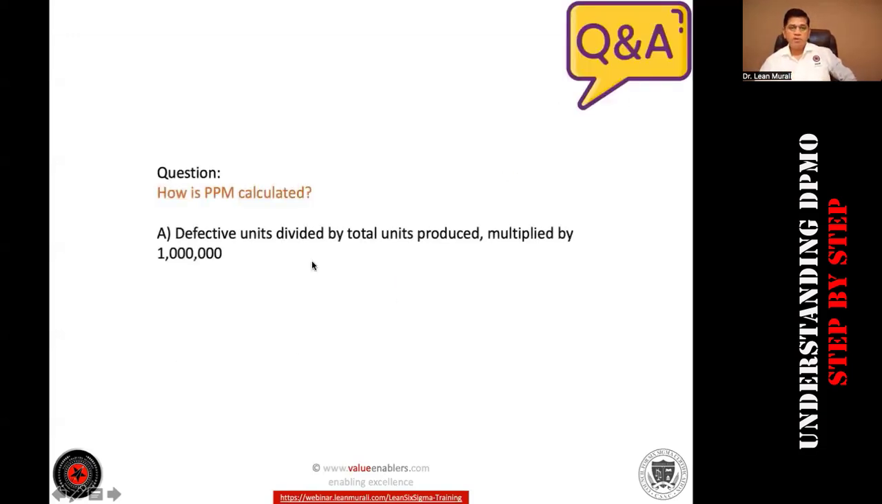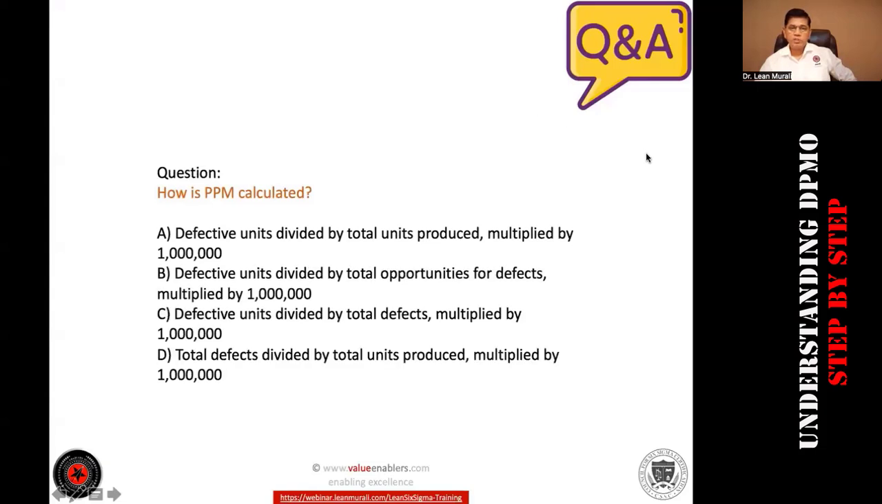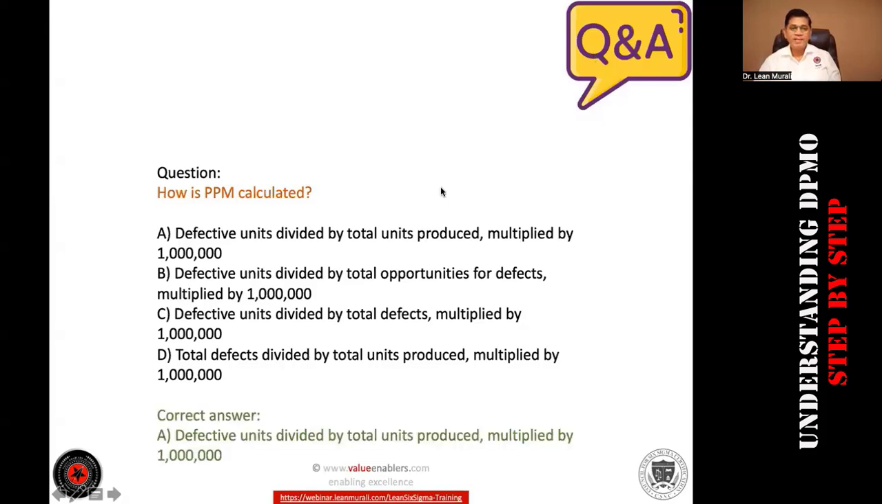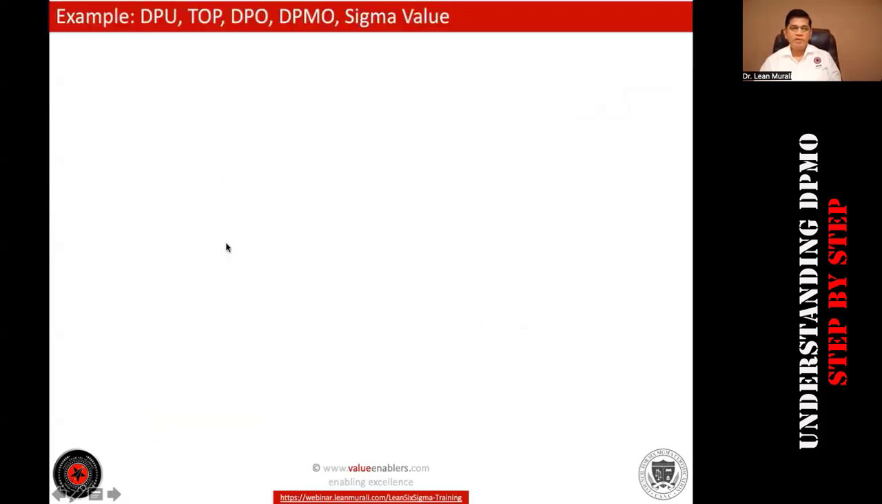So how is PPM calculated? Defective units produced multiplied by total number of opportunities of defects, or defective units divided by total defects, or defective units divided by total units. Which one is the right answer? Let's see if people are really reading this. So A is the right answer: divided by the total number of units produced. You can go through it leisurely later. It's very simple, straightforward.